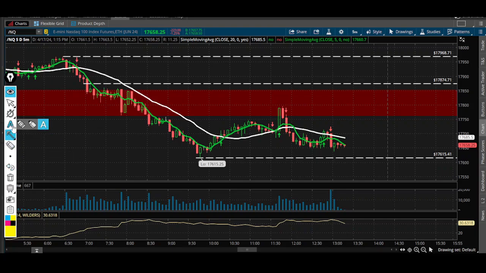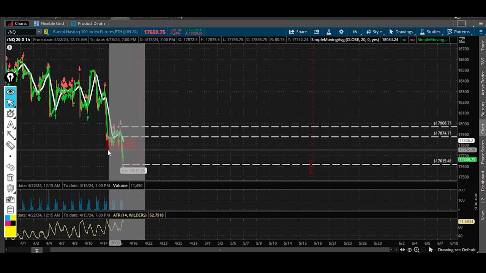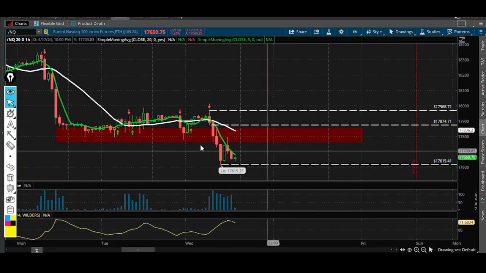Okay, so how I came up with this supply zone, which is this red box that you see on the screen. If I actually go back to an hourly chart, I'm going to show you. I'm going to go back to this hourly chart, and I'm going to simply make this a little bit wider.